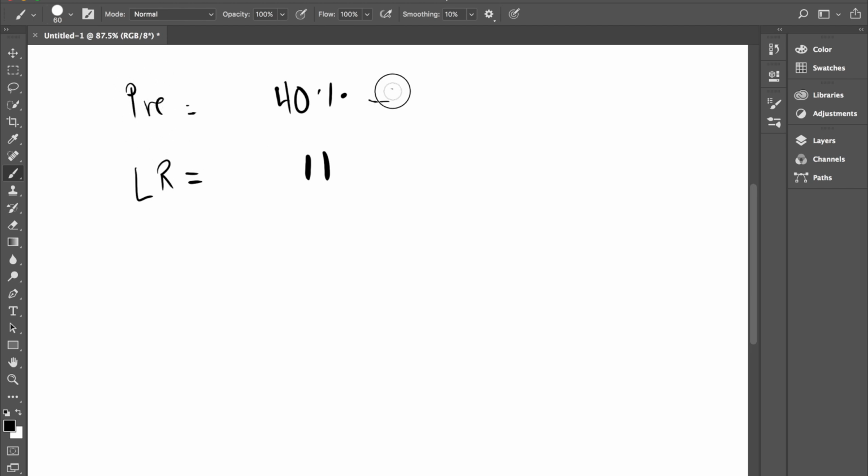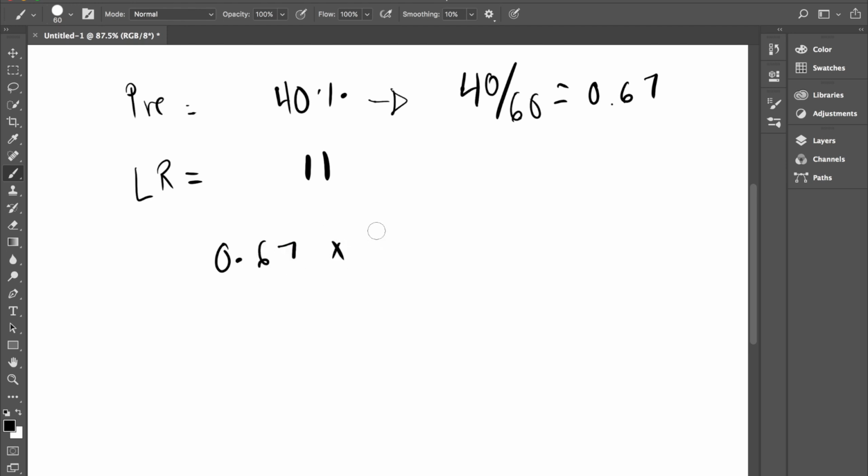into an odds. And the way that I do that is, with 40%, I divide it by whatever is remaining of that 100. So 100 minus 40 is 60, so I need to do 40 divided by 60, and 40 divided by 60 is about 0.67. So that is my pre-test odds. And then I can multiply with my likelihood ratio. So 0.67 times 11 should give me around 7.3, just doing this off the top of my head right now.